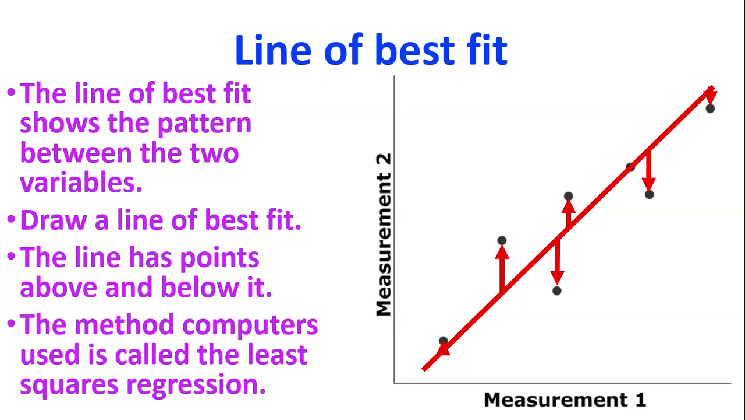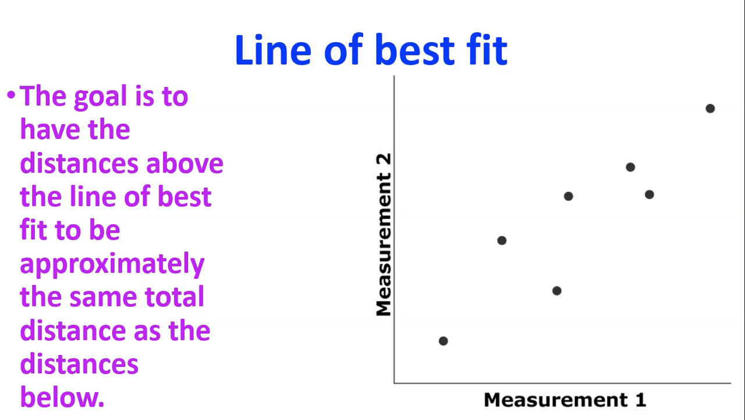So the method that this is called is a least squares regression line. Now, we won't actually get you to go and calculate this precisely, but this is the idea behind it, that when I ask you to draw a line of best fit, this is the idea that you think about when you are drawing your own line of best fit. So we want to have those distances above and below to be about the same.